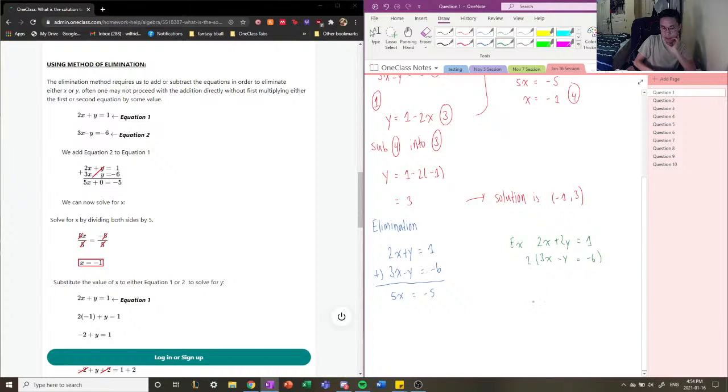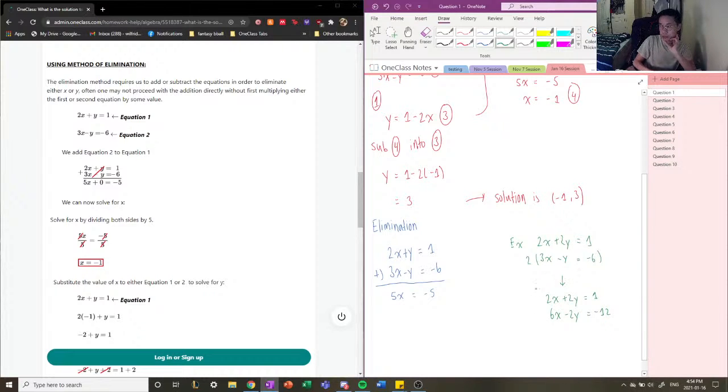So we have to multiply this by 2, and we would get 2x plus 2y equals 1 for our first linear equation. And we multiply both the left-hand side and the right-hand side by 2, we get 6x minus 2y equals negative 12. And here, in this example, we can now add these two linear equations together.